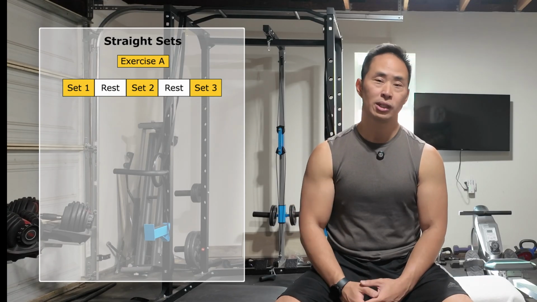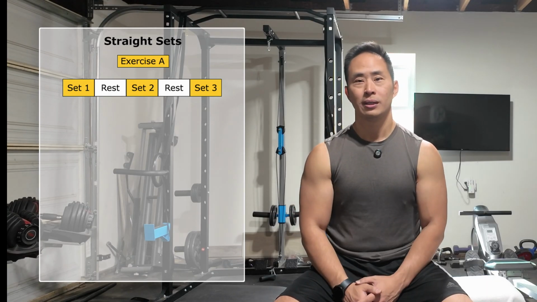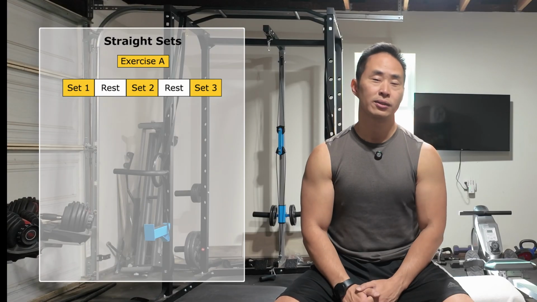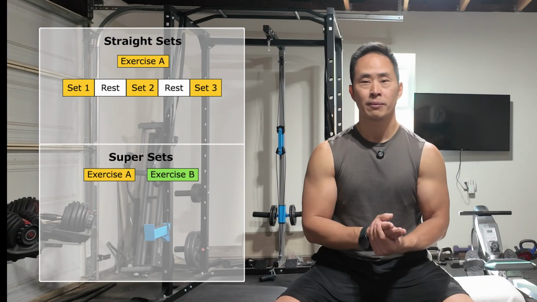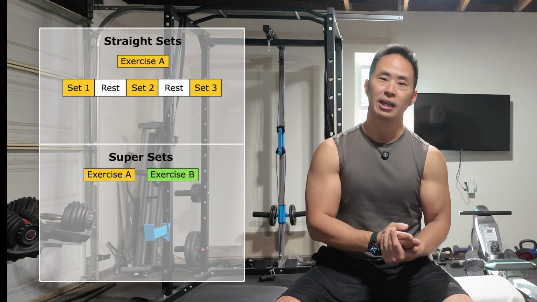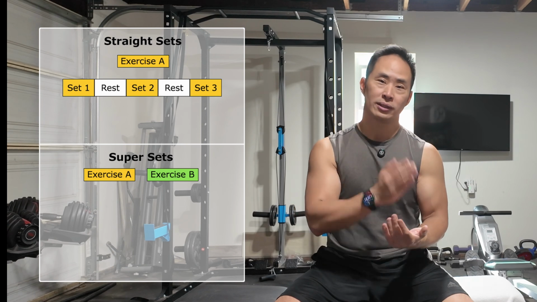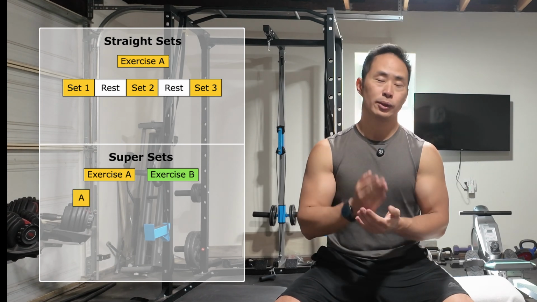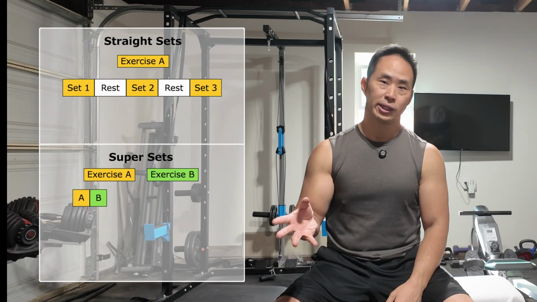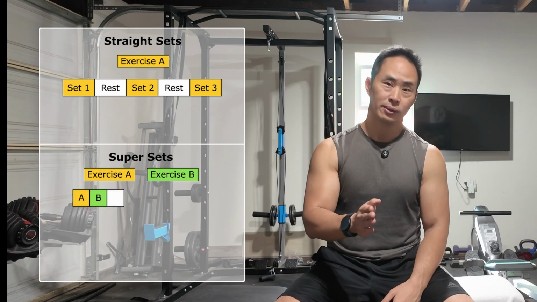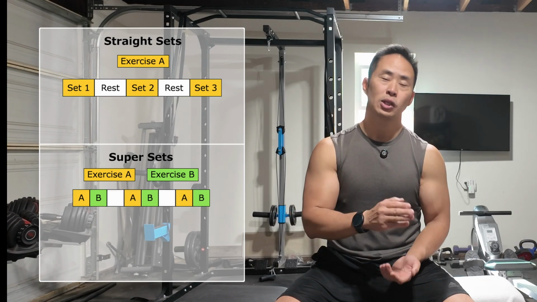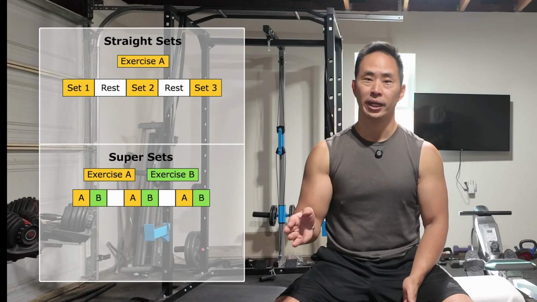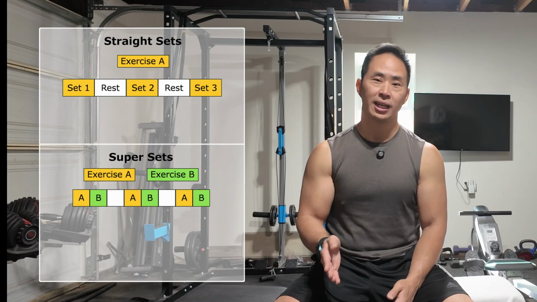Now, conversely, you could also have a different approach, which has its own pros and cons, and you could do a superset or a circuit, in which case, let's say you have exercises A and B. You could do a set of exercise A, take a very short or no break, do exercise B, then you take your break, then you go back to doing that again. A, short or no break, B, break. And that's what we call a superset.